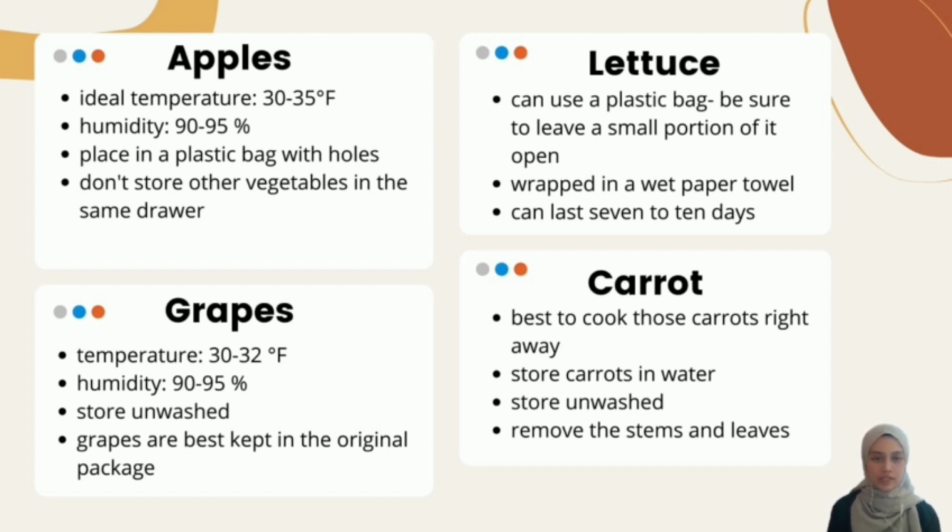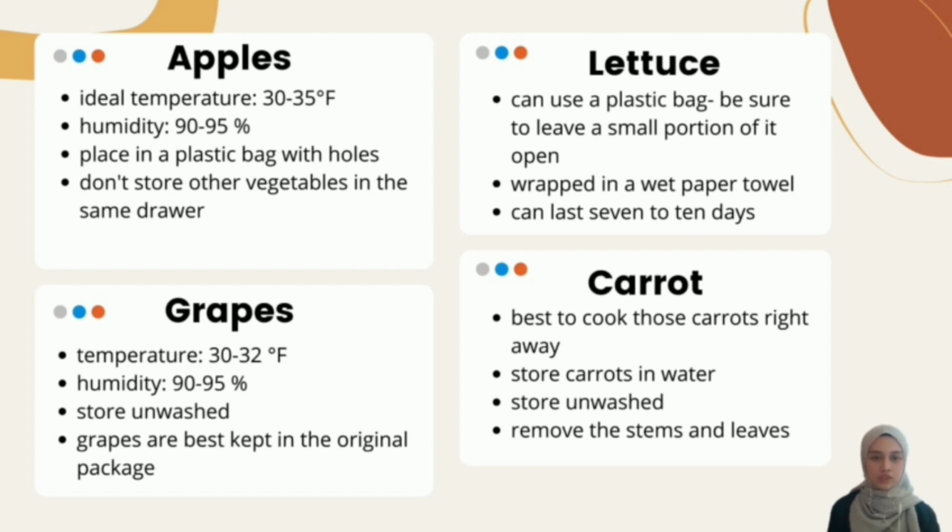So the first one is apple. The ideal temperature for apple is 30 to 35 degrees Fahrenheit and 90 to 95% humidity. Apples should be stored in a plastic bag with holes to increase the humidity.